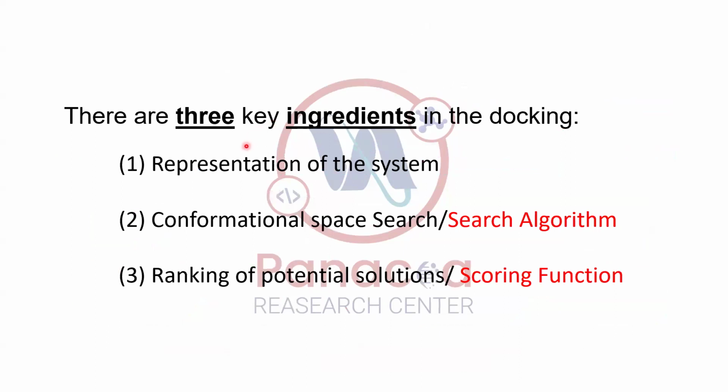In docking, there are three key ingredients. Representation of the system, like which tool you want to use for performing your molecular docking; conformational space search or search algorithm, which is very popular here; and ranking of potential solutions, like scoring functions. After performing your molecular docking, if you use lots of molecules, then you have to rearrange them in an order, right? So the scoring function helps you to rearrange them in a particular order.